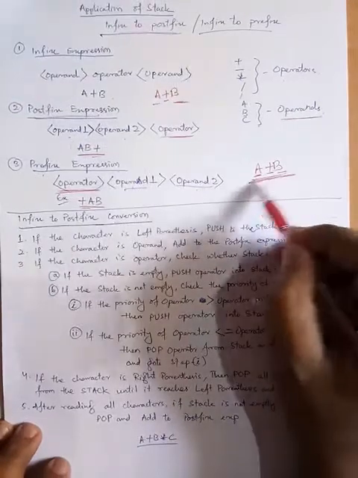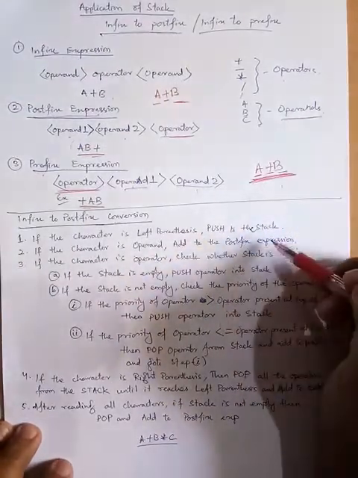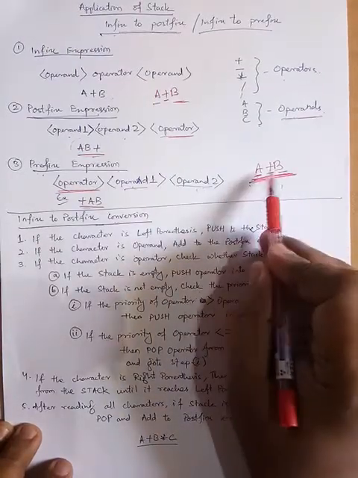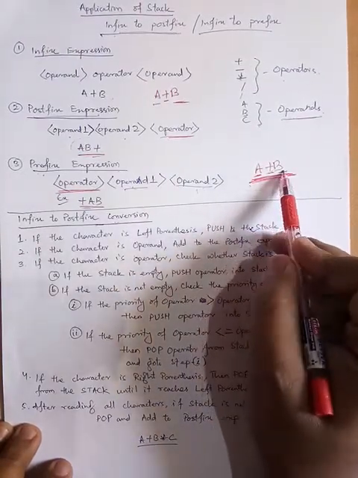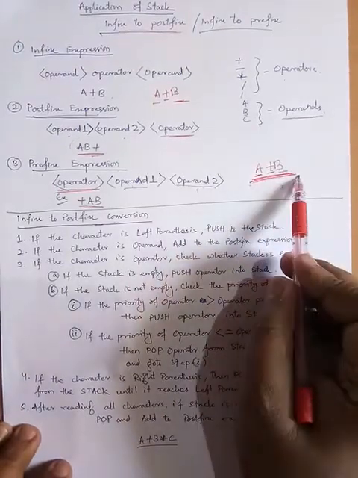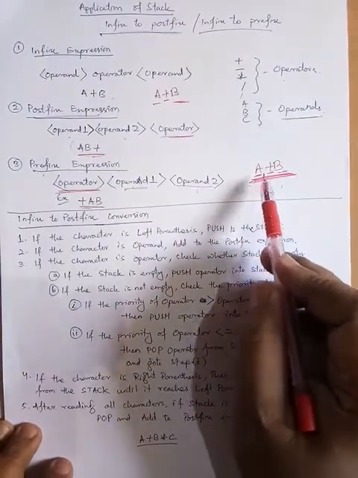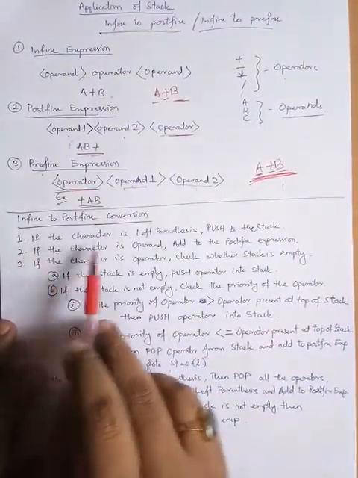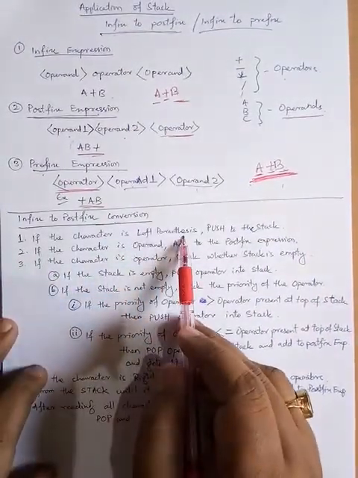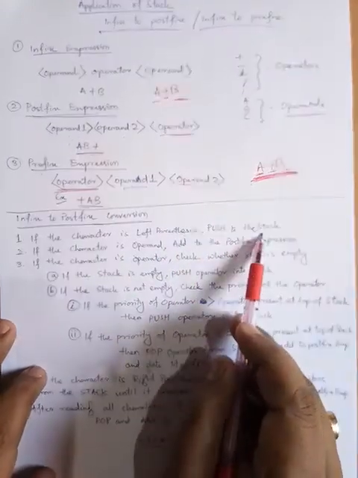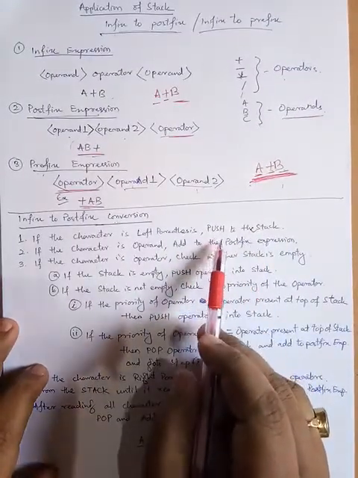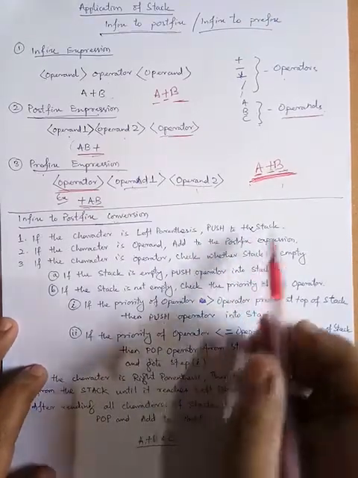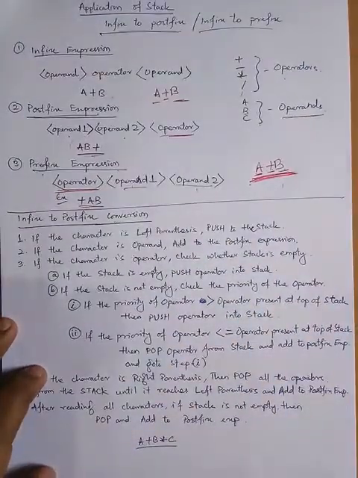Now the total expression can be taken as a string. This is a collection of characters. This is one character, this is another character, and this is another character. We'll scan one character after the next. If the character is a left parenthesis, then it must be pushed, or inserted, to the stack. For this expression there is no left parenthesis.